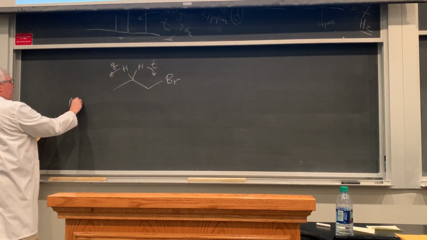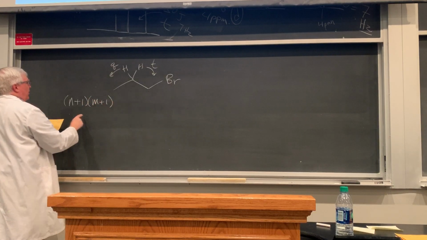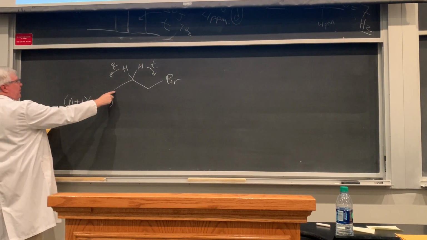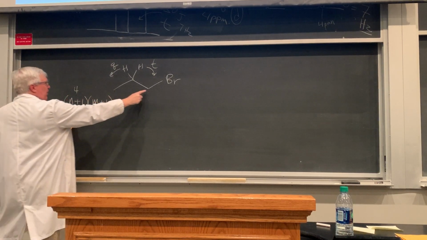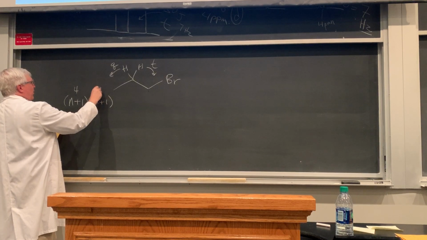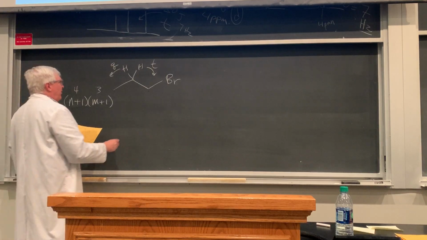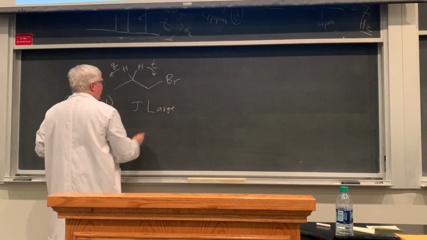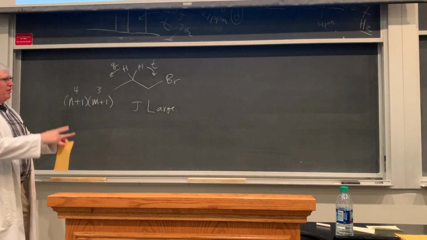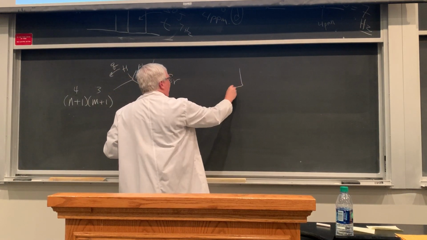The book says this is the n plus 1 times m plus 1 rule. So with 3 neighbors over here, this has a 4-line pattern, the quartet. And this one over here has 2 neighbors, so it's a 3-line pattern, or a triplet. How do you get at this, and how do you think about this theoretically? Well, you can do the large J value first, okay? And the J value is the coupling constant, or the space between the lines. And let's say this one was really large at first.